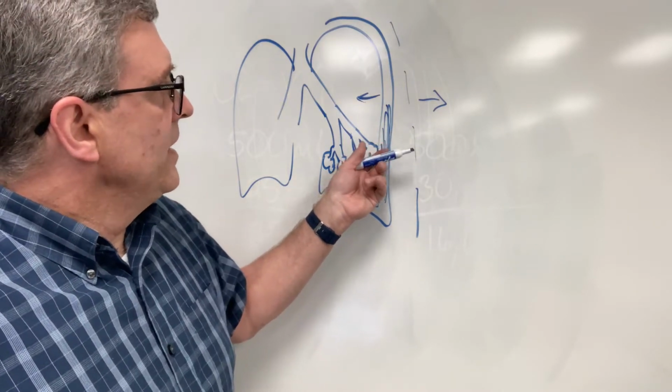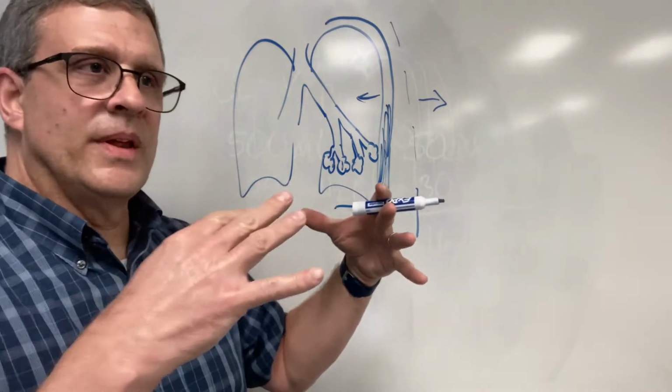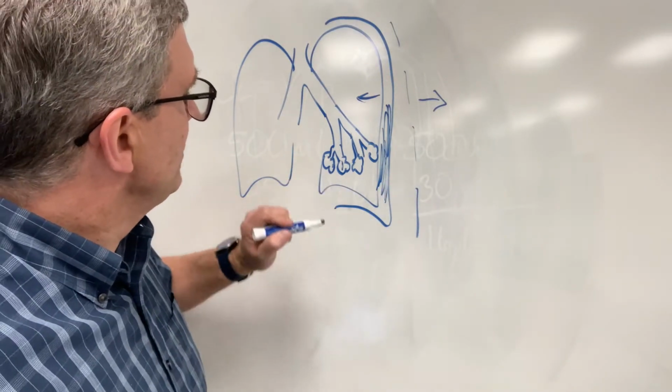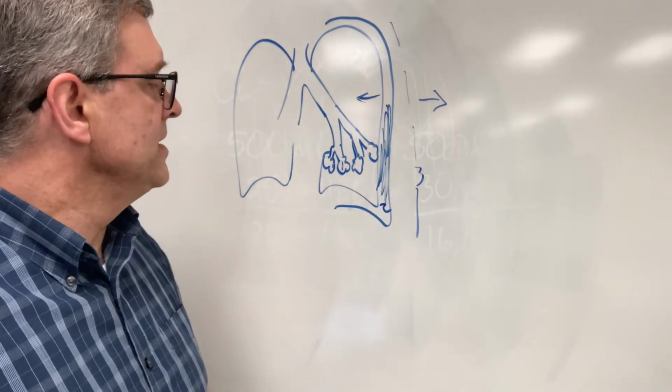Other things, if somebody's burnt all the way around, burnt tissue doesn't really expand very well. So those are some examples. So the first area is the gas exchange, second area is the pleural space, third area is the chest wall.